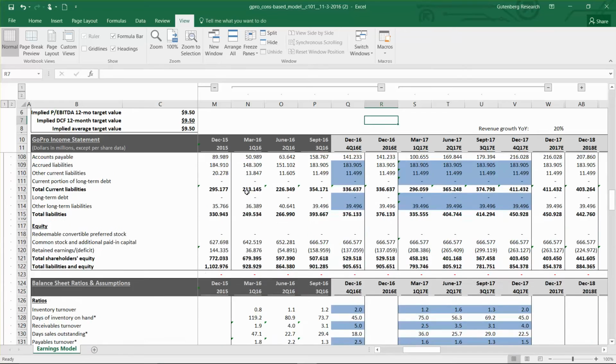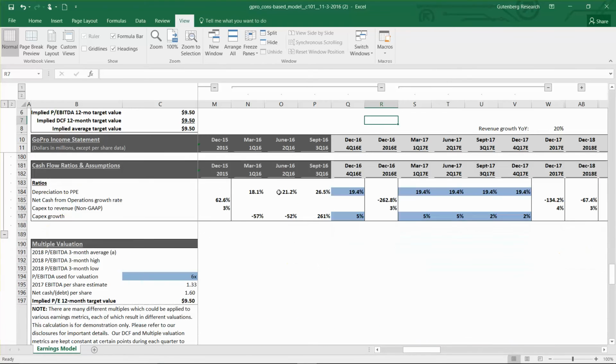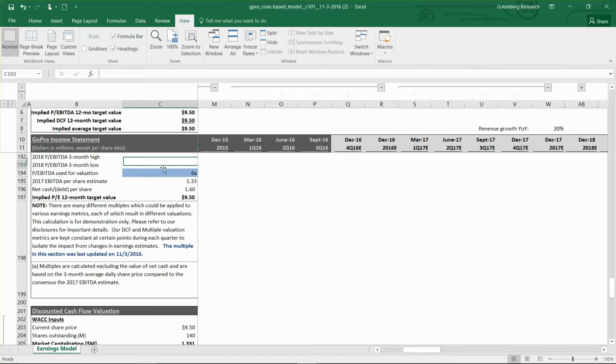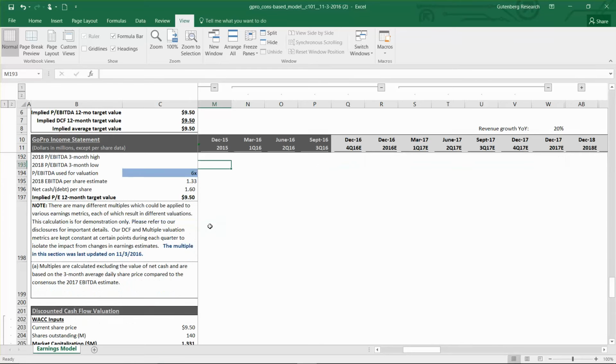Below that, we have balance sheet ratios, cash flow statement, cash flow ratios, and then the assumptions for our valuation. So this is the assumption for our price to EBITDA. We strip out the net cash per share and value that separately. And right now shares are trading at about $9.50 a share, which is about 6 times our 2018 price to EBITDA estimate. Oh, this should be 2018. Had to move it out because EBITDA in 2017 is going to be about break even.